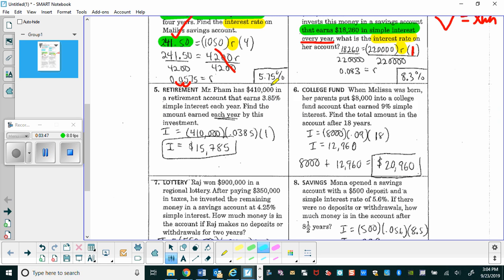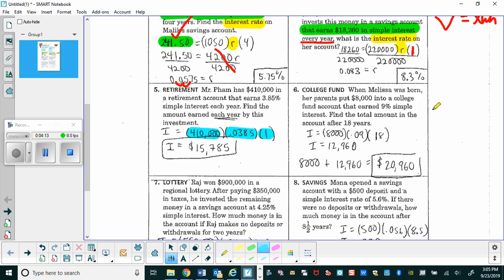So Mr. Pham has $410,000 in his retirement account that earns 3.85% simple interest. So we have the principal amount, we're given the rate, and we want to find the amount earned. So we want to know interest over here just in 1 year of the investment. So when we multiply that out, we see that he will earn an additional $15,785 in interest, and we can stop there.